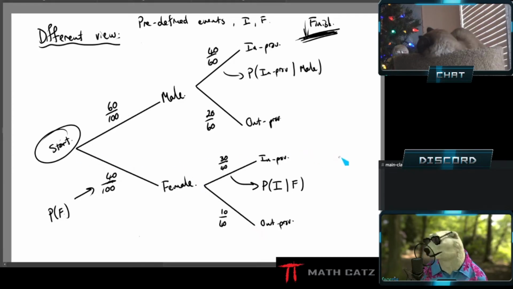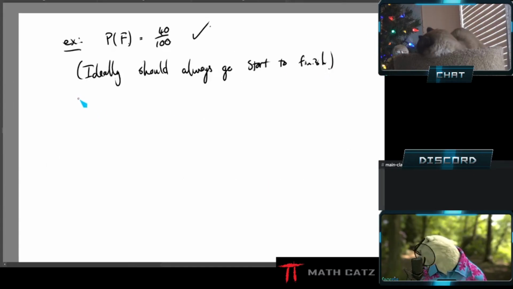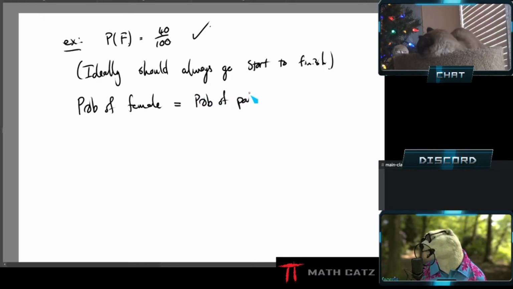It's the bottom 2, right? It's this one and this one. Because I don't care about in province or out of province as long as I take the female path. Female with in province, female with out of province is okay. So technically, I'll say it like this, informally: the probability of female is equal to the probability of path 3 plus the probability of path 4.